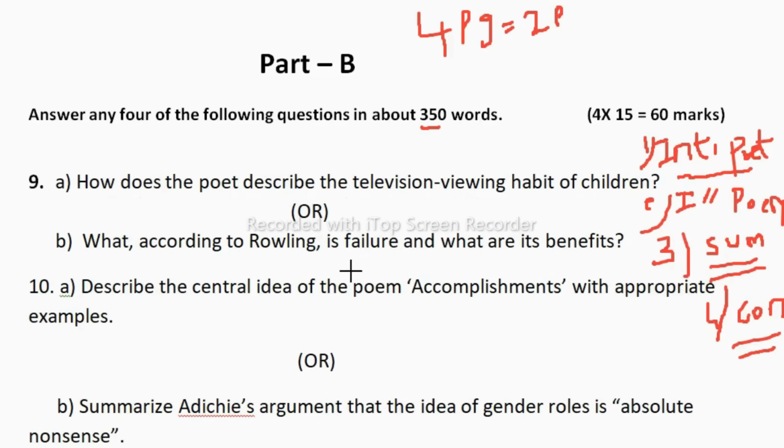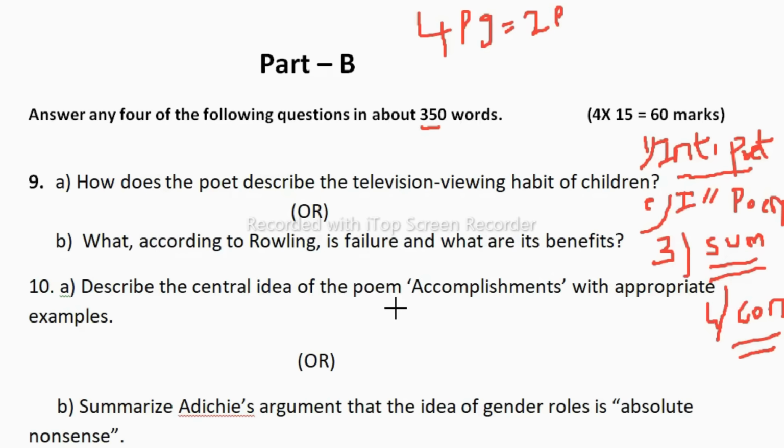What according to Rowling is failure and what are its benefits? Now you will have internal choice in this 9th question. You can see here this A question is from the first unit, a poem, and this B is also from the first unit, but it is a prose. But my suggestion is you should learn all 4 summaries because questions are repeating. Now let's see the next one.